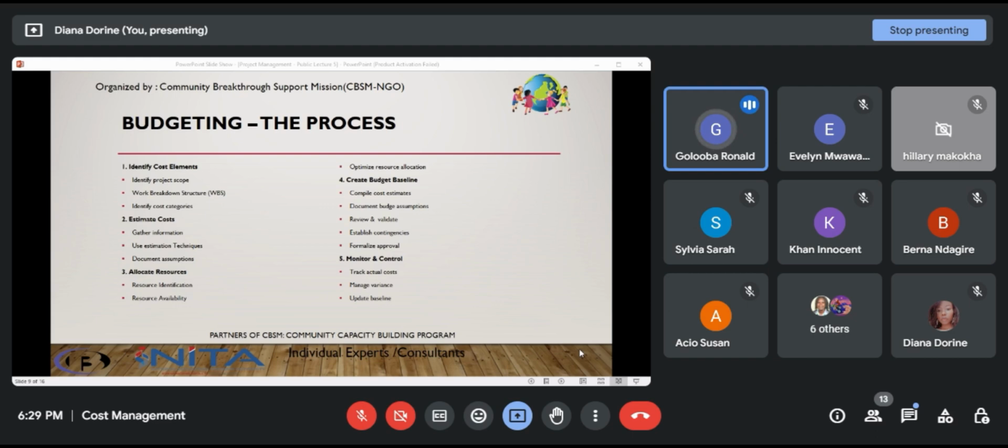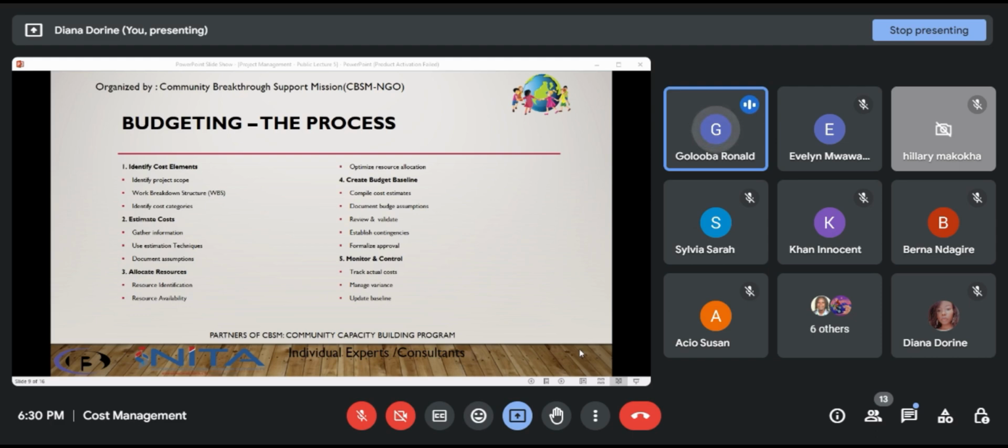Sometimes there may not be assumptions. In most budgets, you find that these are called budgetary notes, where you have to explain why you included a given figure in your budget. That this will do this, this will cater for this, and the like. So once you've done that, you've identified your scope, you've done the cost estimate, then you allocate the resources.